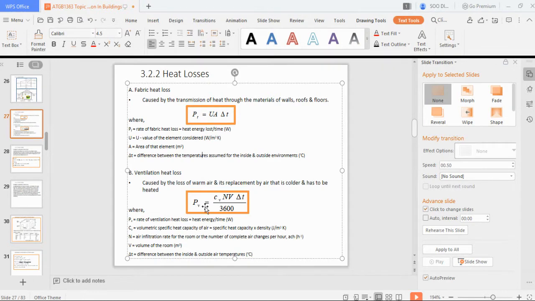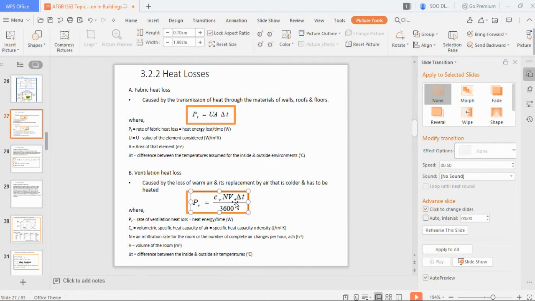Okay, so ventilation heat loss is represented by this formula. You have your C, which is the volumetric specific heat capacity of the air, and you have your N, which is your air change. Your V is your volume. And these are the formulas for your fabric heat loss and your ventilation heat loss.